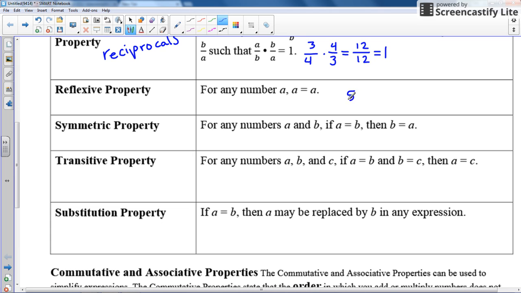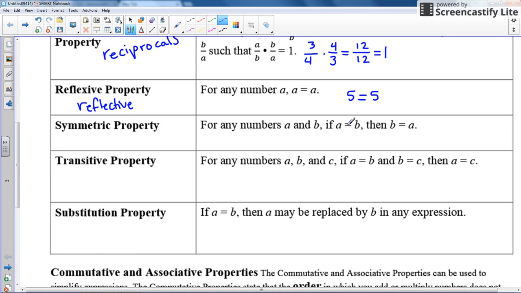But an example of it is that 5 equals 5. That's the reflexive property. Now, one way that I remember the reflexive property is the word reflexive makes me think of the word reflective. I know that's not mathematical, but I think of when 5 looks in the mirror, he sees 5, and that's it. So it's reflective of each other. They're the same on both sides.